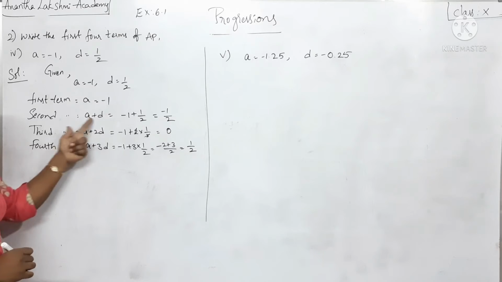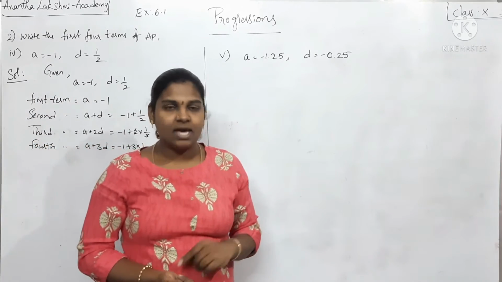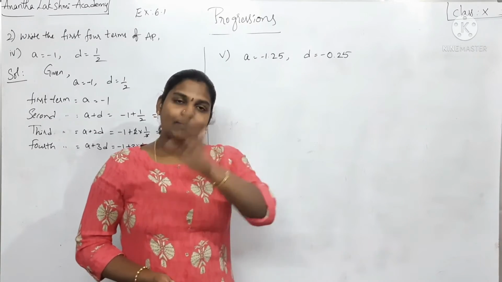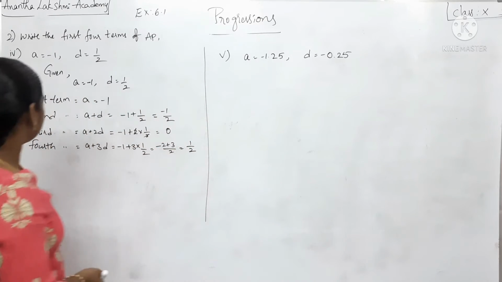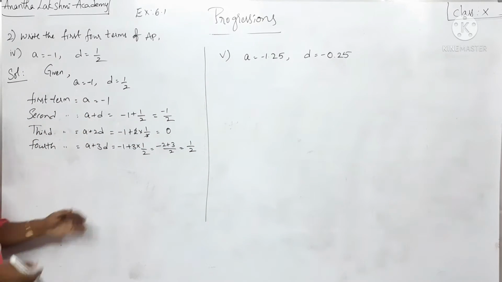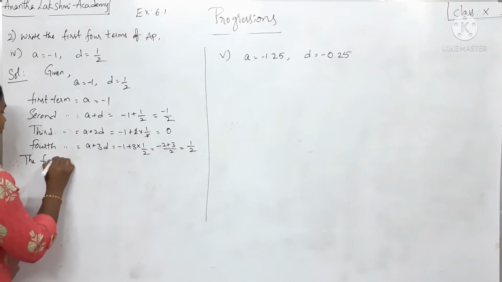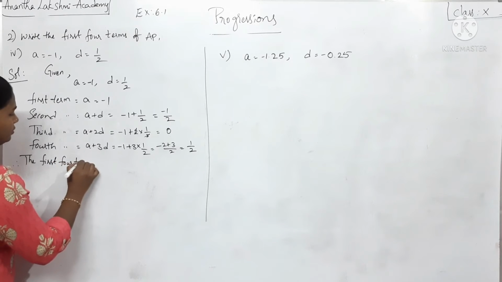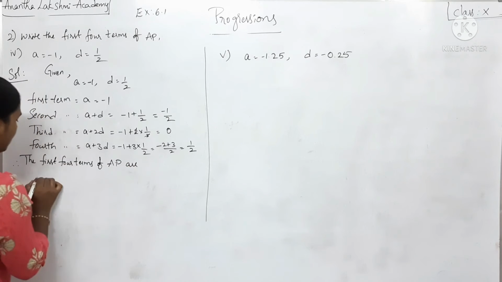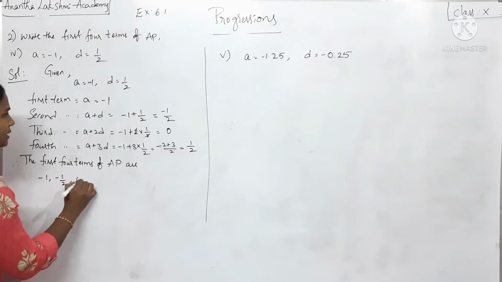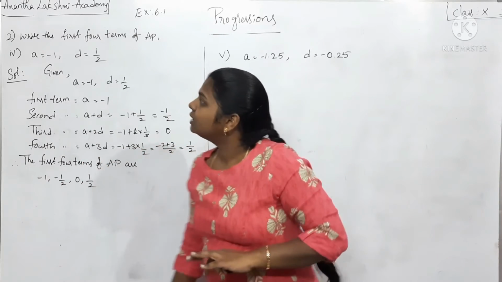Okay, how did I write a plus d, a plus 2d, a plus 3d? Because that is what we have understood from the general form of AP. How is the general form of AP? a, a plus d, a plus 2d, a plus 3d. That's how it goes on. When they are asking us the first 4 terms, this is how it appears. Okay, therefore the first 4 terms of AP are minus 1, comma minus 1 by 2, comma 0, comma 1 by 2. Okay, that is about the fourth bit.